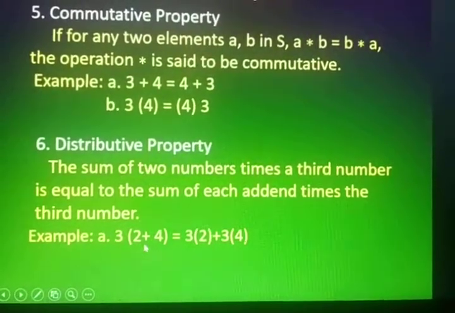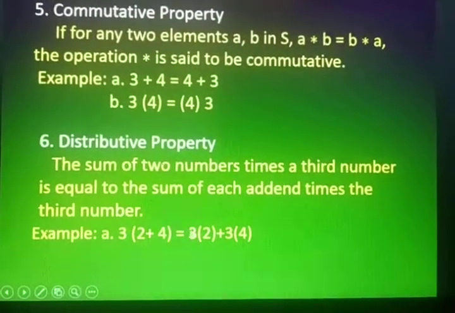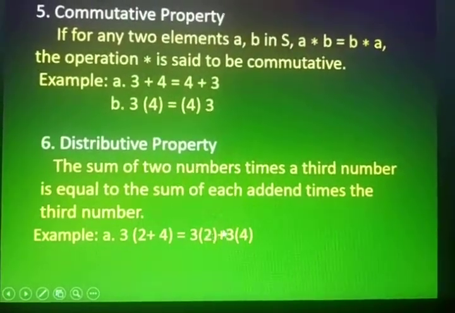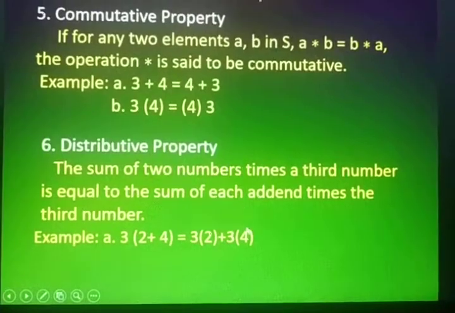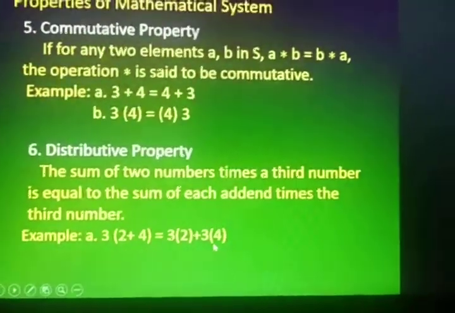Even if we add first, 2 plus 4, that's 6, times 3, that's 18. If we do it one by one, 3 times 2 is 6, plus, then 3 times 4 is 12. So 6 plus 12 is still 18. Right? They are still the same.